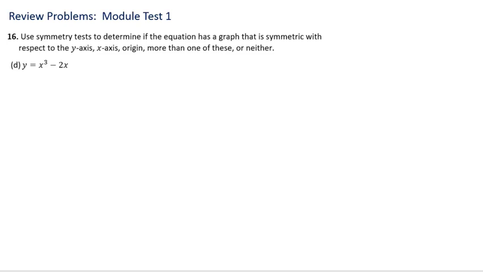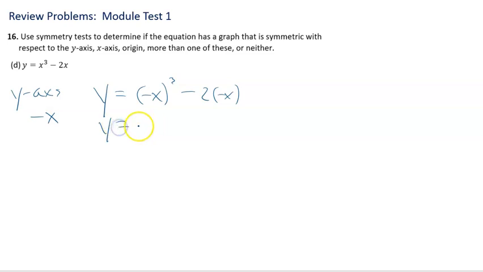By now you probably have it down, but let's see what we can do with this problem. So again, to check y-axis symmetry, you let negative x for every x. So I have y is equal to negative x to the third minus 2 times negative x. Then I simplify. y is equal to negative x to the third, when I cube a negative, it's still negative, plus 2x. Does that match the original? Well, definitely not, right? My signs are all wrong, so this does not have y-axis symmetry.